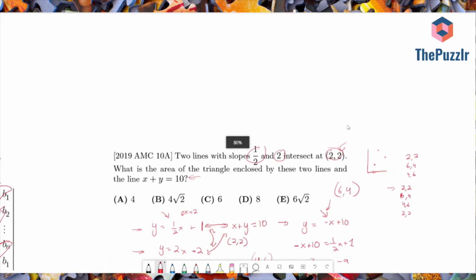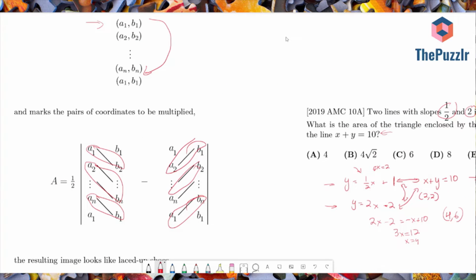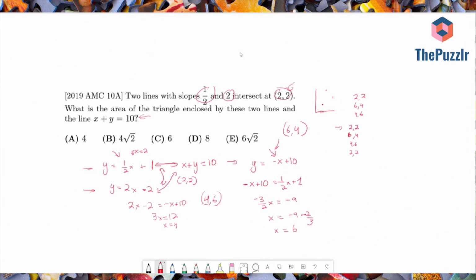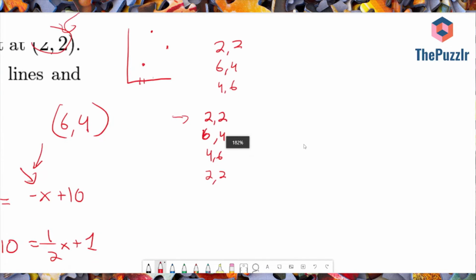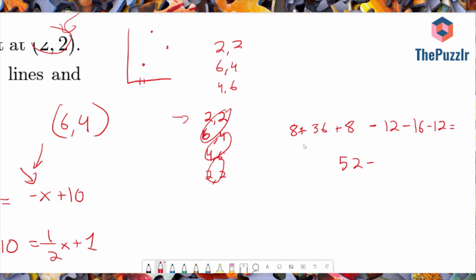So now we take the products from left to right, all the way to the bottom, and then we subtract the products from right to left. Let's do that. Left to right, that's going to give us 2 times 4, which is 8. Then we add in 6 times 6, which is 36, plus 8. Now we subtract 2 times 6, which is 12, then subtract 16 and 12. So this gives us 8 plus 36 is 44, plus 8 is 52. Minus 12 minus 16 is minus 28, and then minus 12 gives us minus 40.